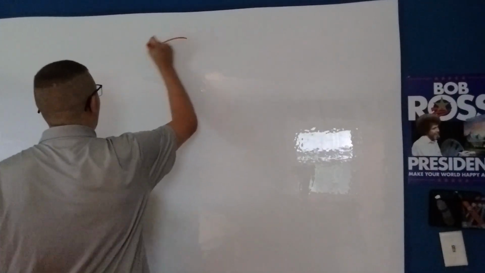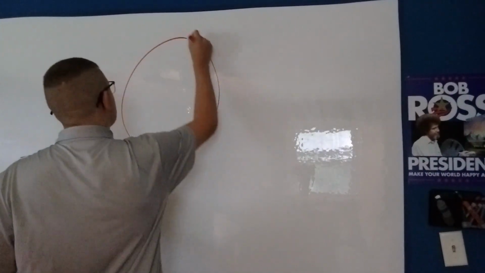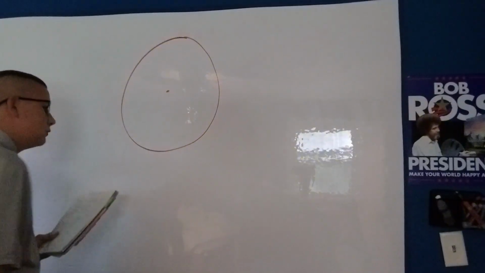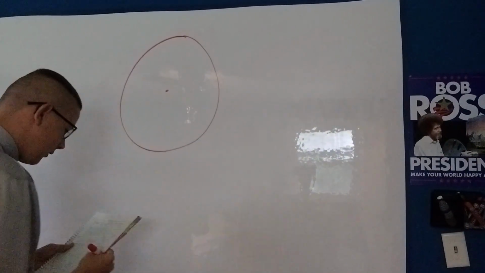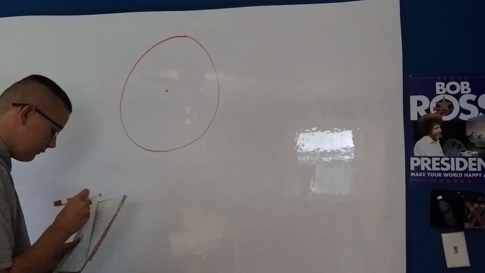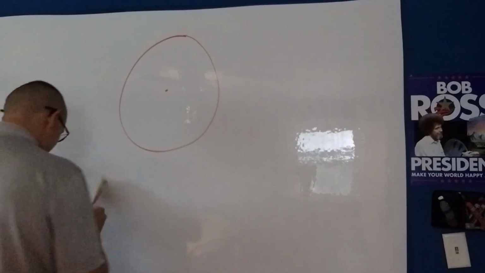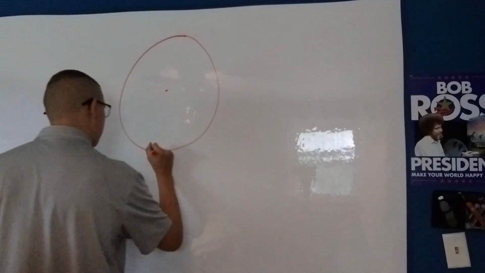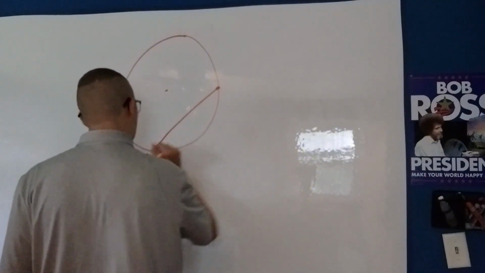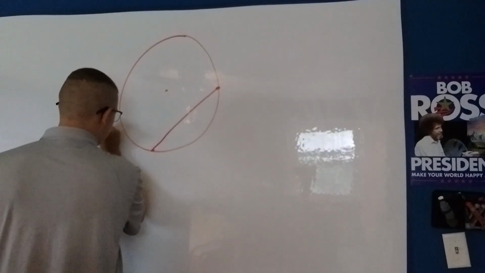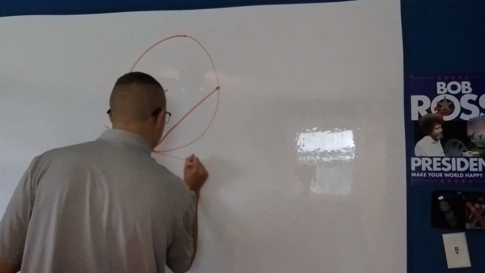So if we have this circle, hopefully you're getting tired of circles by now, because you've still got like 7 more pages of them. And we have a chord right here, and a tangent line like this.